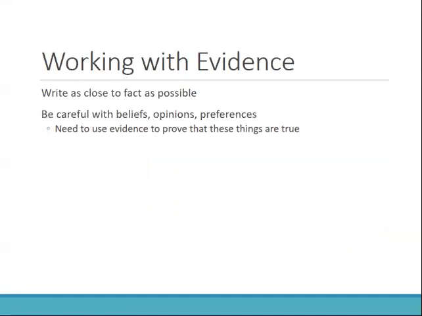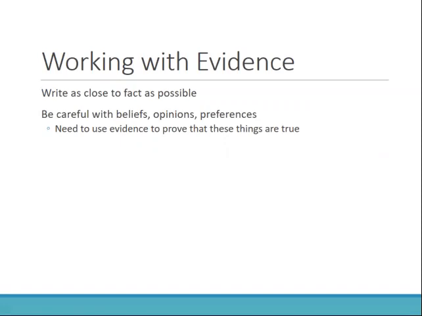Okay, so when you are working with evidence, once you've read your articles and you have to figure out how to cite them, you want to write as close to fact as possible. A fact is a statement that can be proven with empirical evidence. You want to avoid beliefs and opinions and preferences, things that are unprovable. It doesn't necessarily mean that they're not true, but we cannot prove them, and so they shouldn't be used to try to convince the reader.